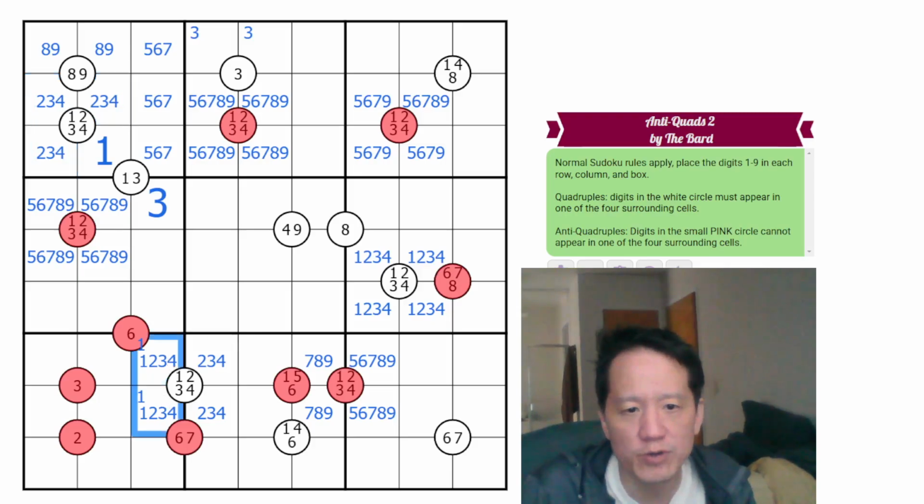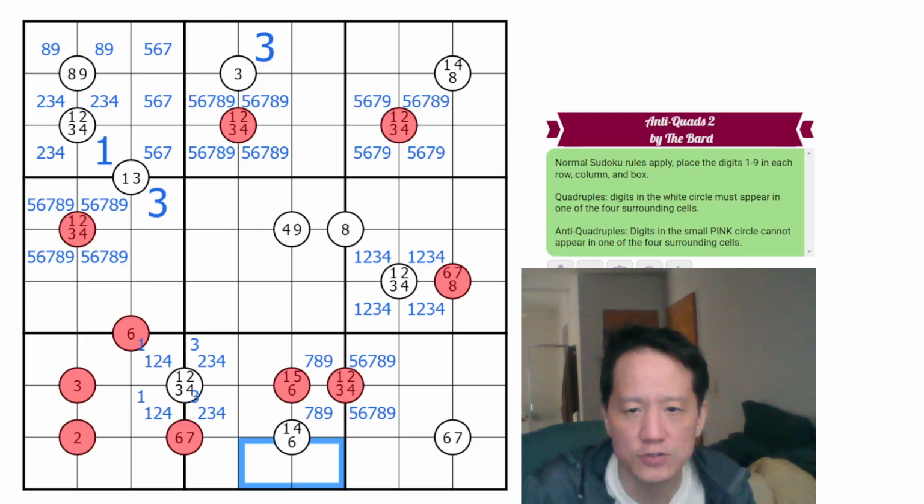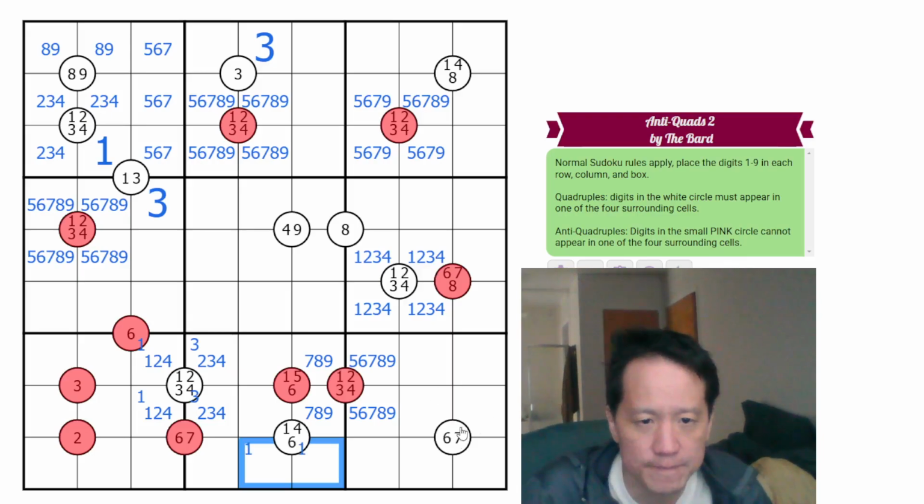These can no longer be 3, whereas the 3 around this quadruple cell, it has to be here. So this is 3, which means this can't be 3, which forces this to be a 3. So the 1 cannot be either of these, because this anti-quadruple rule says that this can't be a 1. So one of these two specifically has to be a 1.